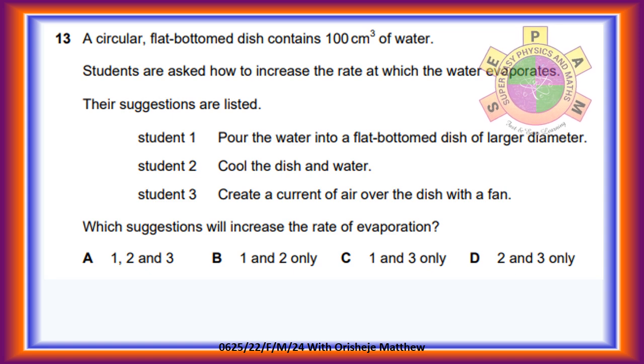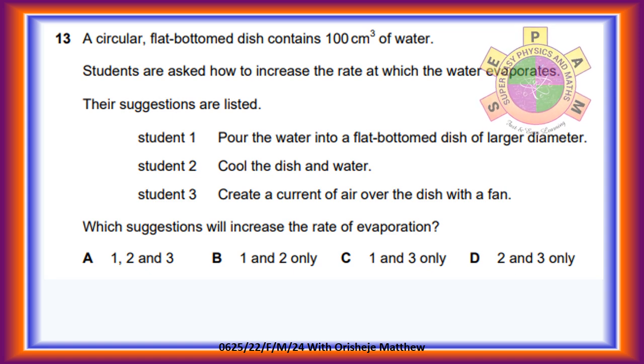Question 13. A circular, flat-bottomed dish contains 100 cm³ of water. Students are asked how to increase the rate at which the water evaporates. Their suggestions are listed. Student 1, pour the water into a flat-bottomed dish of larger diameter. Student 2, cool the dish and water. Student 3, create a current of air over the dish with a fan. Which suggestions will increase the rate of evaporation?